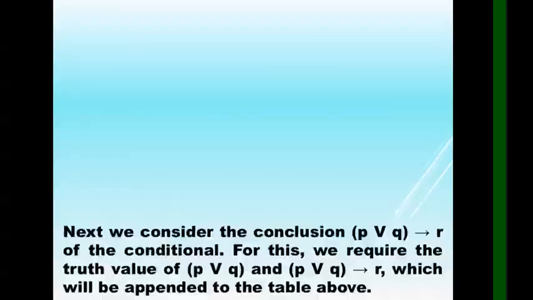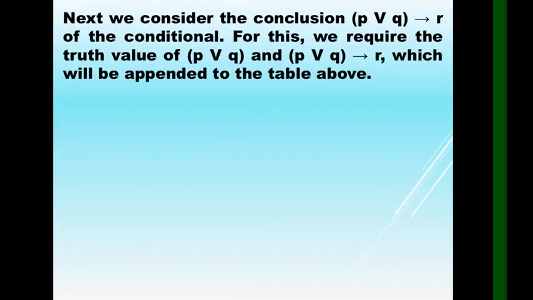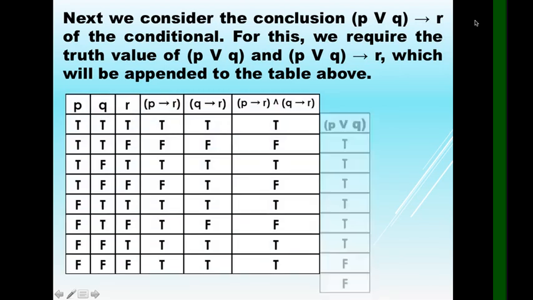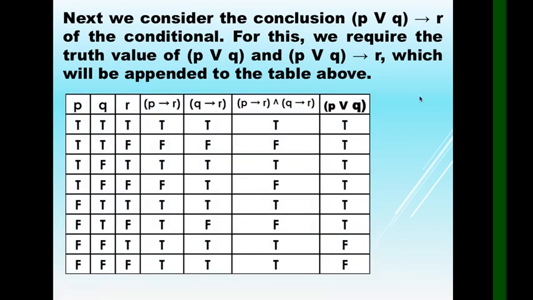Next, let's proceed. So next one, we will consider this portion. That's P or Q, or P disjunct Q. In P disjunct Q, both false is the only false and the rest is true. I repeat, for the rule in disjunction, both false, F plus F is equal to F and the rest is true.